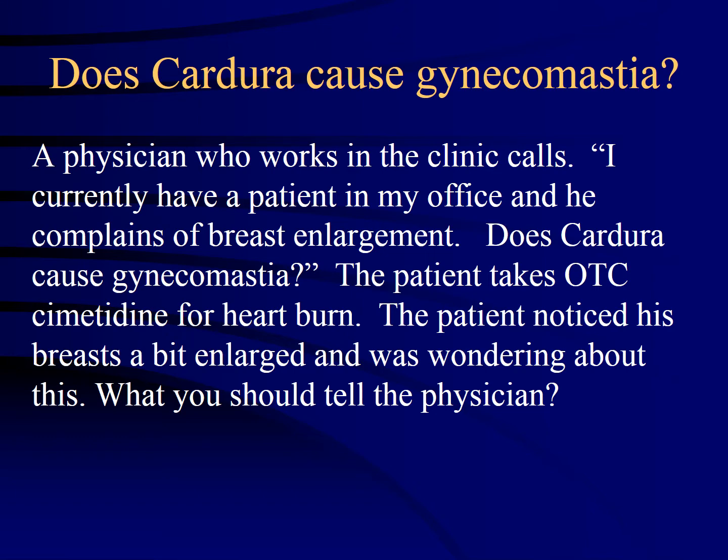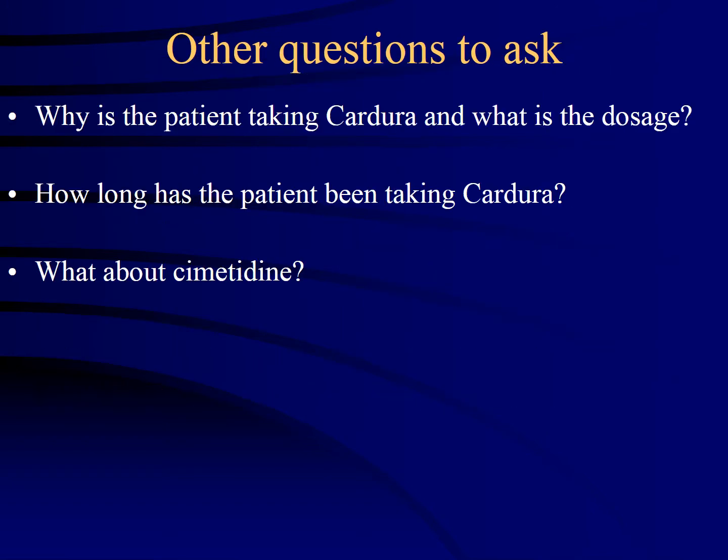There are several questions you need to ask before an answer is given. Other questions to ask include, why is the patient taking Cardura and what is the dosage? The patient is taking 2 milligrams once daily for hypertension and has been taking it for about 2 months. And then you need to also ask about cimetidine. The patient started cimetidine for heartburn about 6 weeks ago and has been taking 600 milligrams 3 times a day for 6 weeks now. You also need to know demographic information. The patient is 35 years old, otherwise healthy. He's 6 foot tall, 185 pounds, and his blood pressure is controlled.